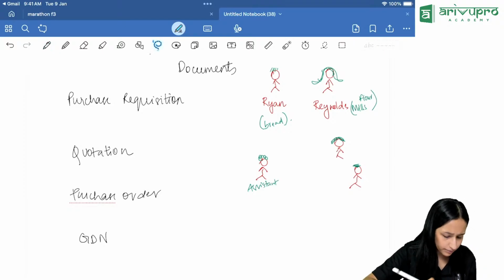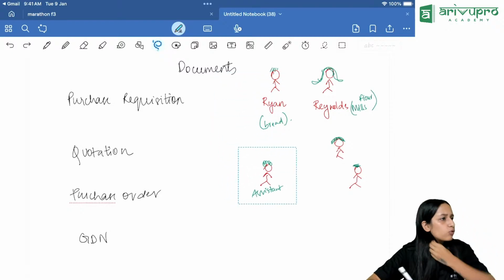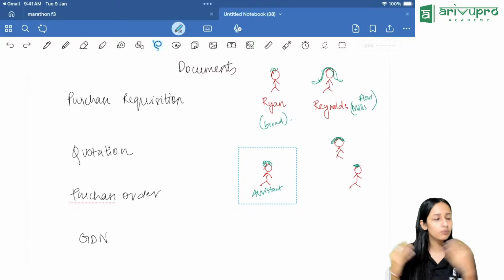Then the assistant will be like, okay, I guess I will order now. How should I order? And then Ryan will be like, okay, do one thing. First, just write down on a sheet of paper what all you need and why you need it. And then I'll sign it and then we can just go ahead with it.